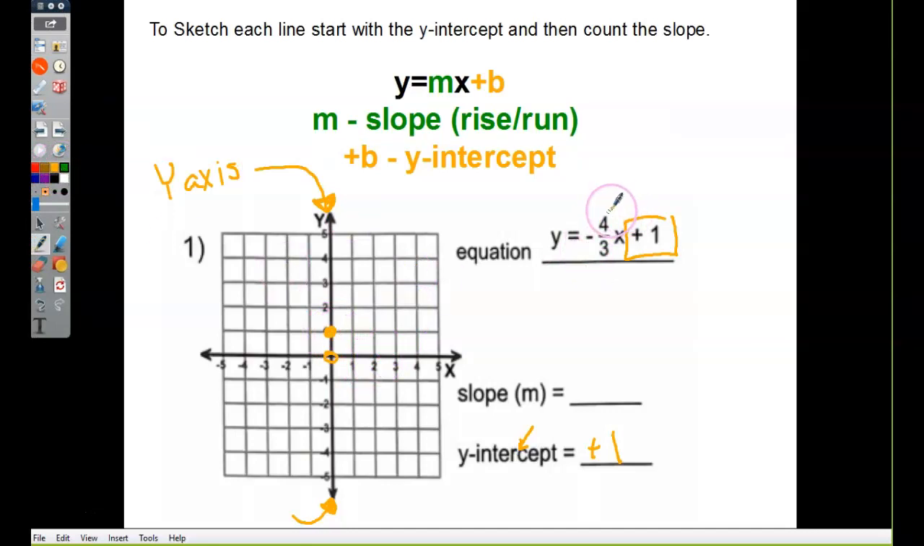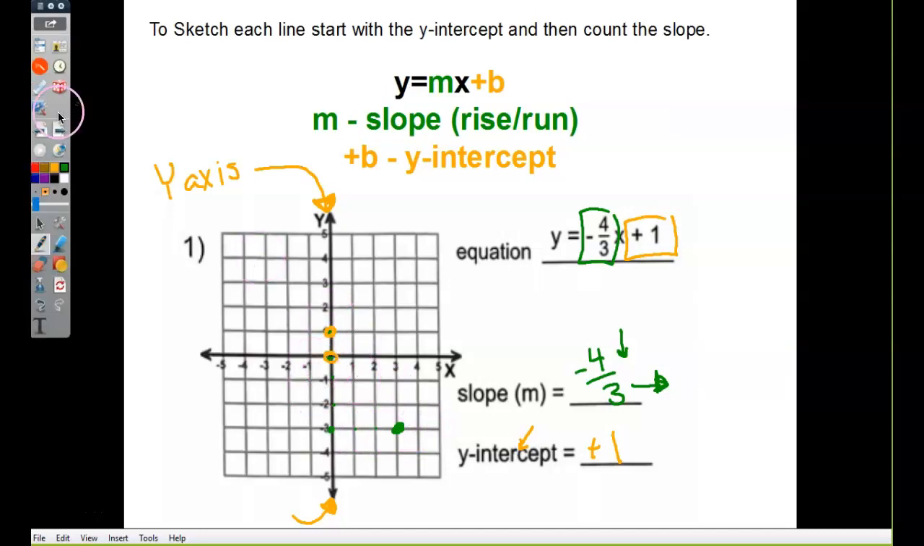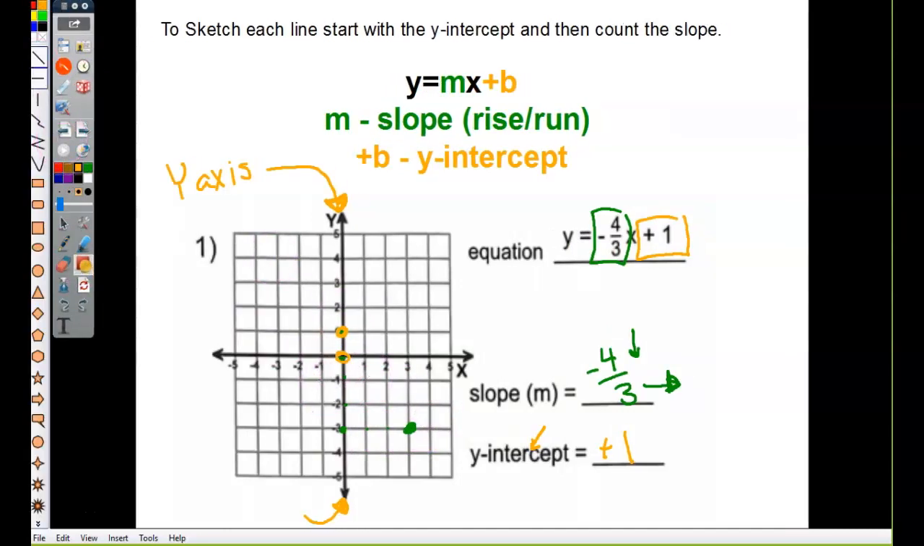Now I need to find my slope. Just like we did before, it's right next to that x: negative 4 over 3. Now, what does this tell me? The negative 4 tells me I'm going down. And the 3, well, positive numbers go to the right on the x, tells me I'm going to the right. So rise over run. I'm going down 4. So I'm going to start from my y-intercept. 1, 2, 3, 4. And now I'm going to go right 3. 1, 2, 3. I now have 2 points on my graph. Because I have 2 points on my graph, I can make a definite line.